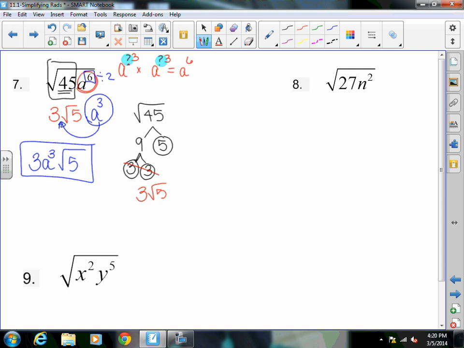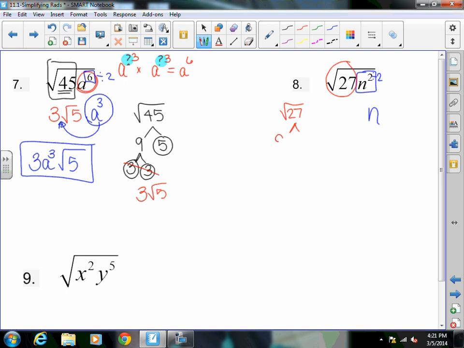So number 8. Let's do this first. So n squared, basically you're taking this exponent and you're dividing it in half. So 2 divided by 2 is 1, so that's n to the 1st, which I'm just going to write as n. Now we're going to break down rad 27.